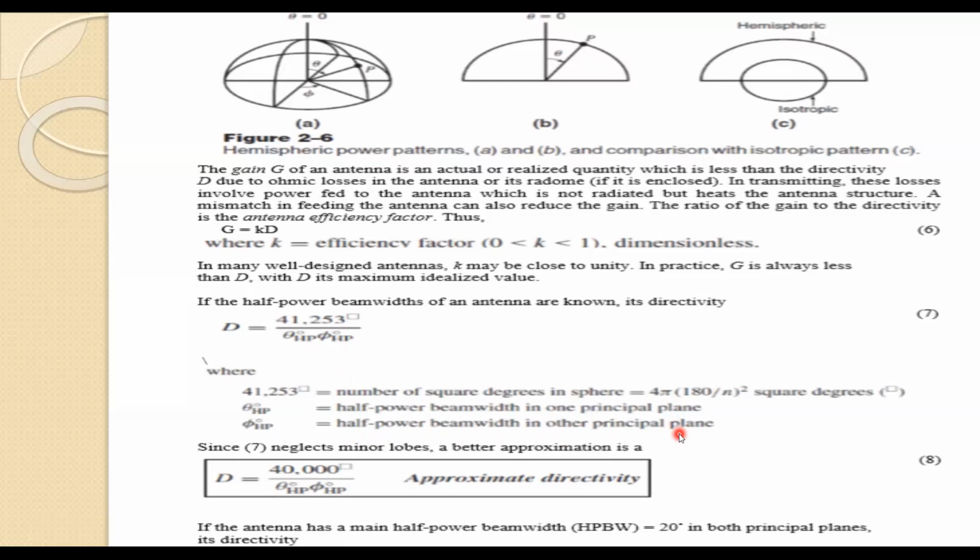So directivity may be simplified into 40,000 divided by theta half power and phi half power. Directivity equals 40,000 divided by theta half power times phi half power, the simplified or approximated equation for our problem calculations. So D equals 41253 divided by theta half power times phi half power, or D equals 40,000 divided by theta half power times phi half power.